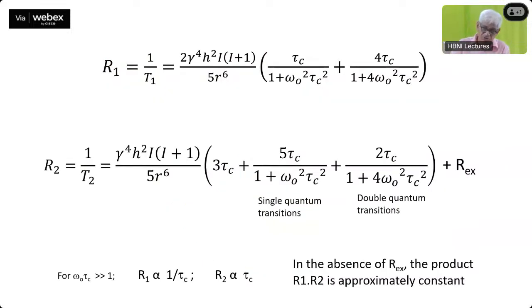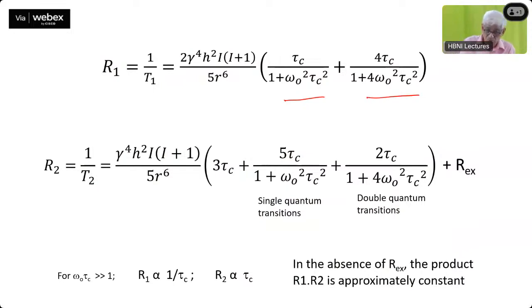Now, without going into the theoretical details of this, we have the formula here. R1 is equal to 1 by T1. This is related to the correlation time in this particular way. This is for the homonuclear situation here. They have tau C. This represents the single quantum term. This represents the double quantum term. Both transitions do occur here in the case of R1.